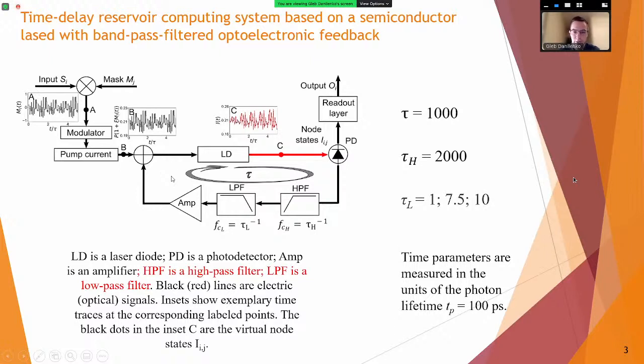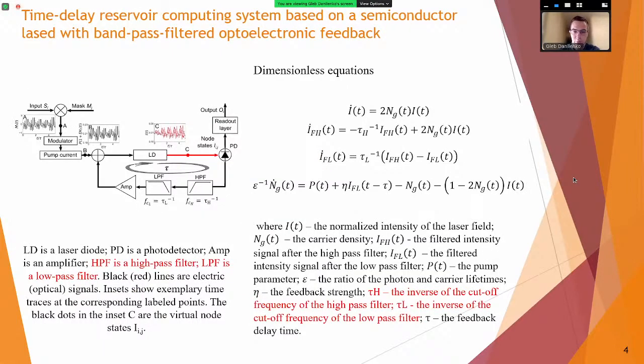The input data is entered by modulating the pump current, with one input value per one delay time. At first, each input sequence element is multiplied by a mask. Masks aim to keep the system in an unstable state.